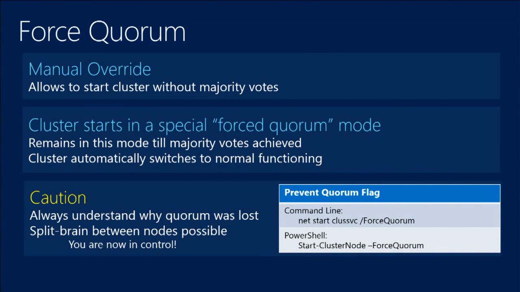The big warning sign is that when you start a cluster with force quorum, the cluster assumes that its admin is in full control, and so until enough votes are available, the cluster would remain in this force started mode. But as soon as there are enough votes that join the cluster back, the cluster automatically gets out of this force started mode and it resumes normal functioning.